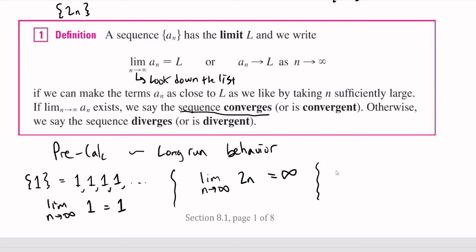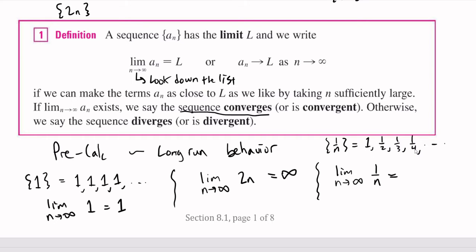Now what about this one? Limit as n goes to infinity of 1 over n. So what does this look like? Immediately write terms down. We don't need to be superheroes here. Just write the terms down. This sequence is the sequence 1, 1/2, 1/3, 1/4, keep going.